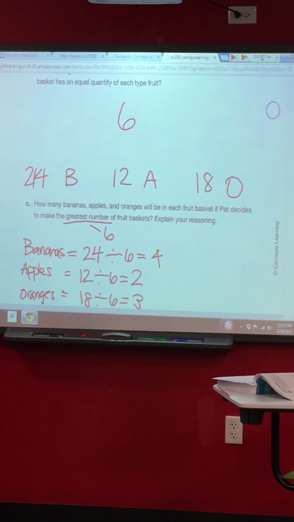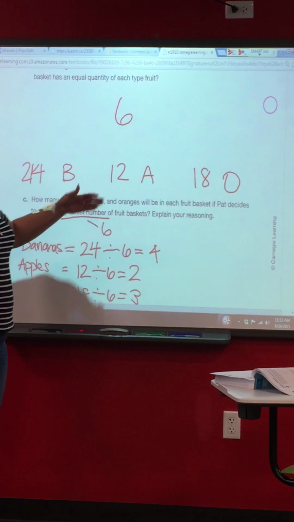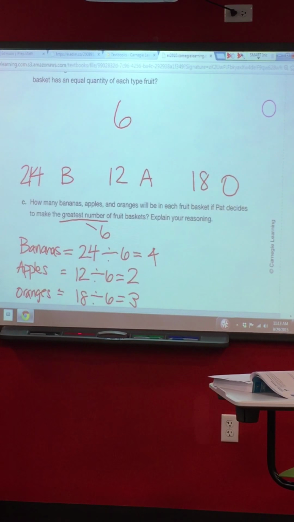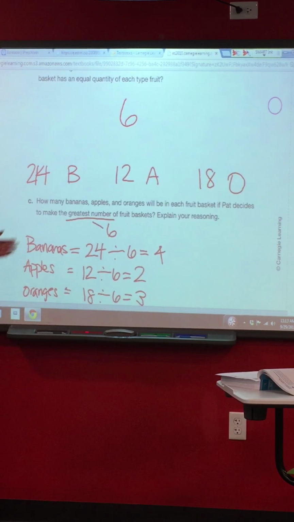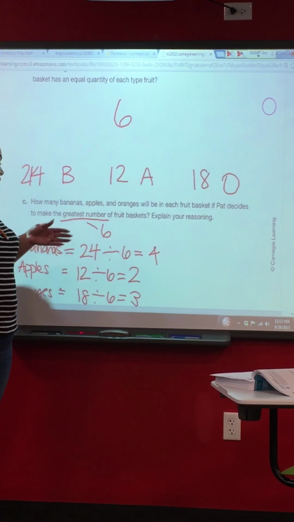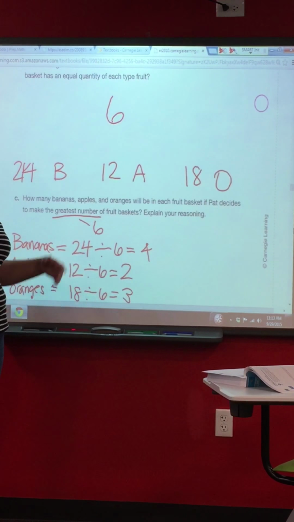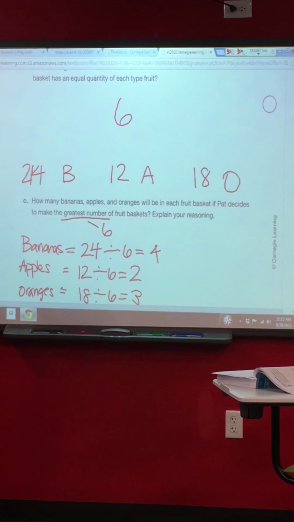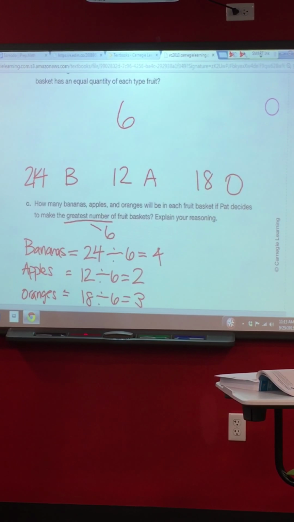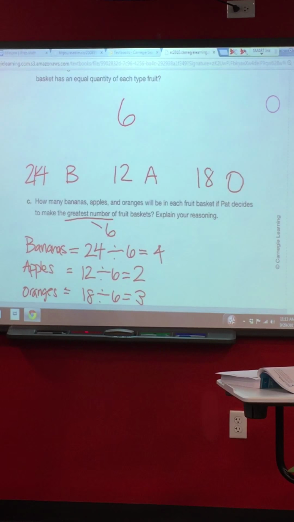So when they say they want an equal amount, they don't mean they want 4 bananas, apples, and oranges in each, but they want to make sure that every basket will have the same amount. Every basket will have 4 bananas. Every basket will have 2 apples, and every basket will have 3 oranges. And on top of that, there will be no extra fruit left over. Every piece of fruit will be used.